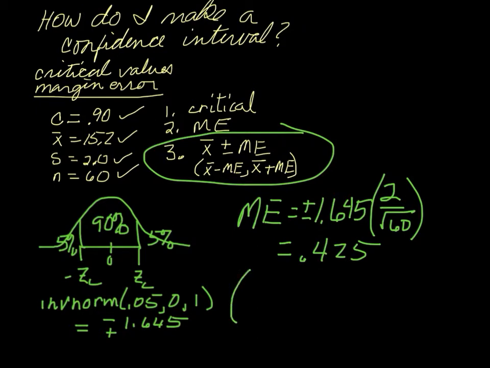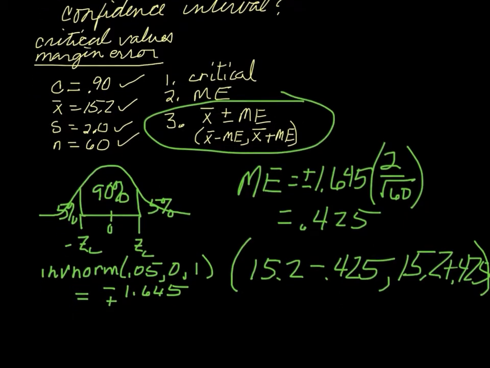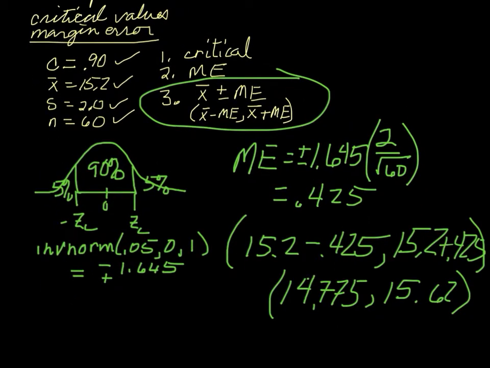Now, once I have the margin of error, all I have to do is find my confidence interval. And all I need to do that is take the sample mean, and it's always the sample mean, so 15.2 minus 0.425 and 15.2 plus 0.425, and I'm going to get these answers, 14.775 and 15.625. And so that is my confidence interval.